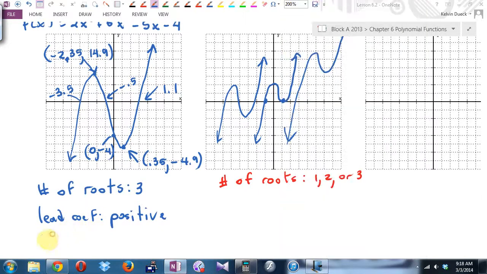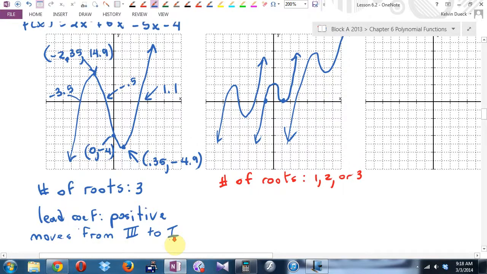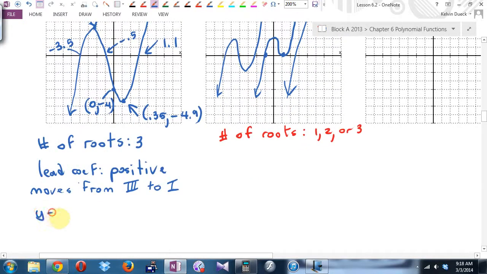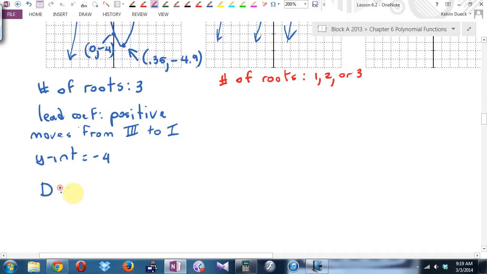The fact that it's positive means that this moves from quadrant 3 to quadrant 1. If it was negative, it would go from quadrant 2 to quadrant 4. Oh, the y-intercept, -4, or (0, -4). Okay. Domain, all reals, and range, all reals.